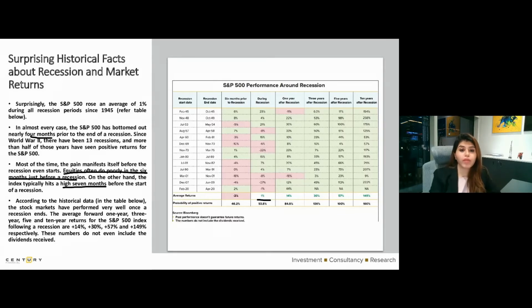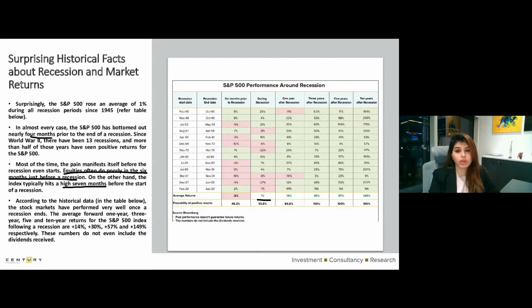But if you look at it from a long-term perspective, if I were to share this data with you, and if you were to see that whenever there has been a recession in the past, on an average, if you see historically, and I'm talking about the last 13 recessions that have been analyzed.